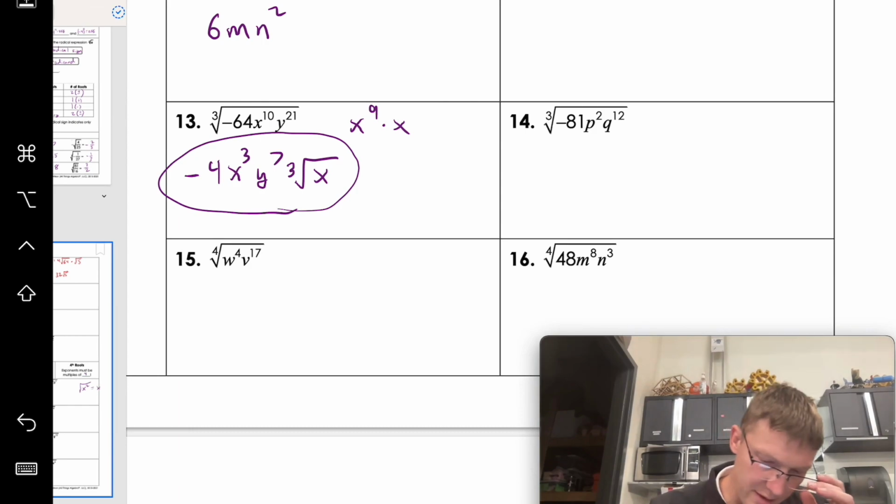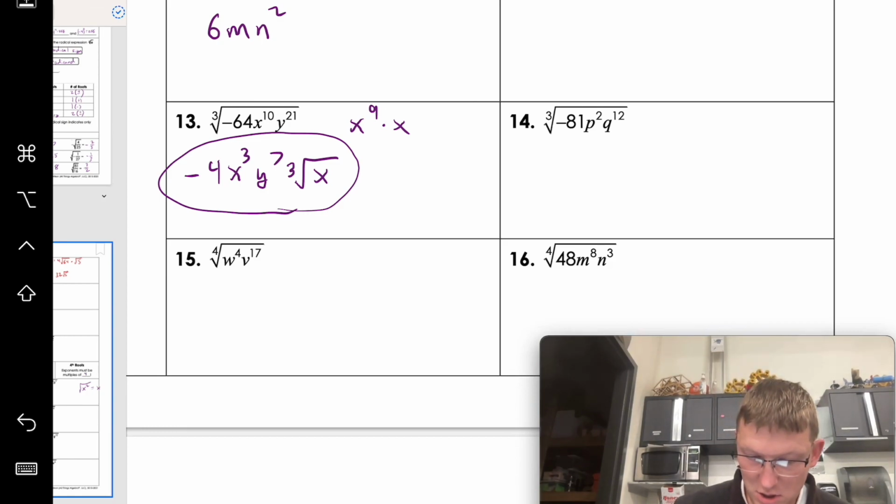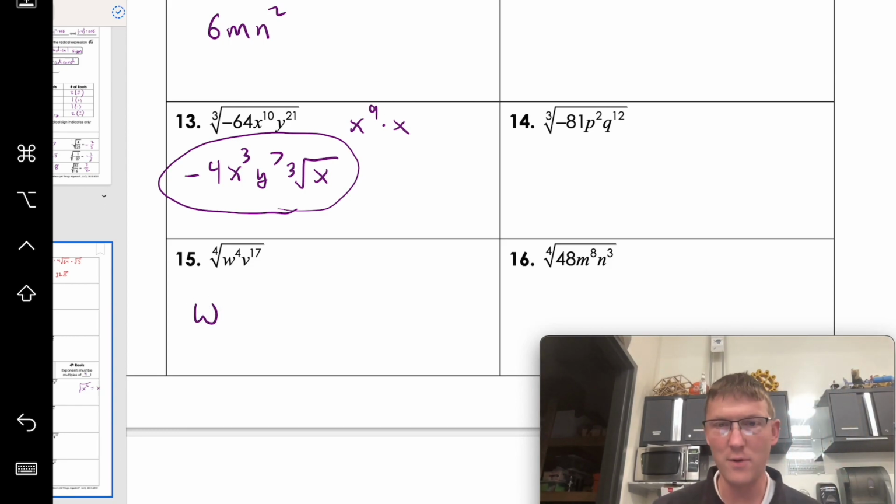All right, last but not least, we are looking at 15 and it's all variables. So that's kind of fun. I almost dropped my coffee. So we've got the 4th root of w to the 4th. Those just cancel out. We're going to have a w on the outside of our radical.